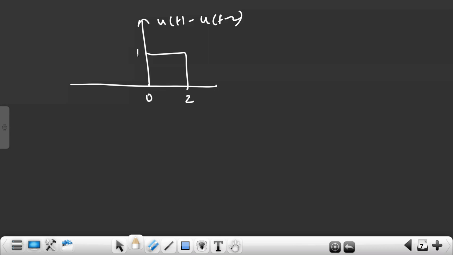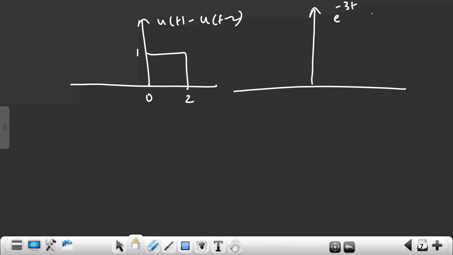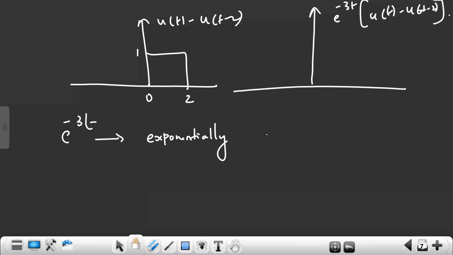But you need something like this, that is e raised to, what was the given equation? Yeah, e raised to minus 3t, u of t minus u of t minus 2. So already we have plotted u of t minus u of t minus 2. Now you need to multiply the signal with e raised to minus 3t. You know that e raised to minus 3t is an exponentially decaying signal. Power is negative, isn't it? Power is negative.